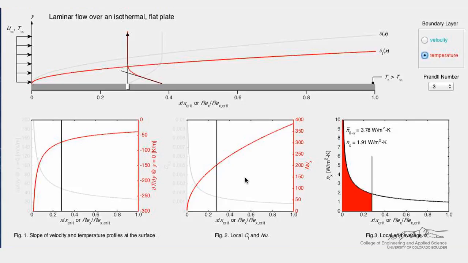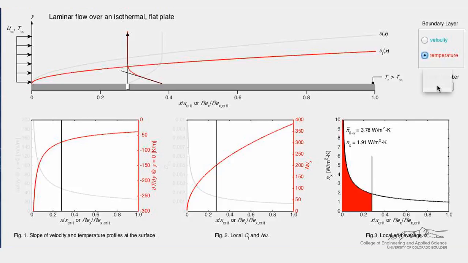The local Nusselt number, Nu sub x, which is related to the slope of the temperature profile at y equals 0, is shown in the lower middle plot. The local heat transfer coefficient, h sub x, and the average heat transfer coefficient between the leading edge and the position of the slider, h bar 0 to x, is shown in the lower right plot.